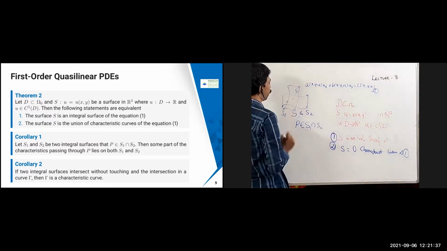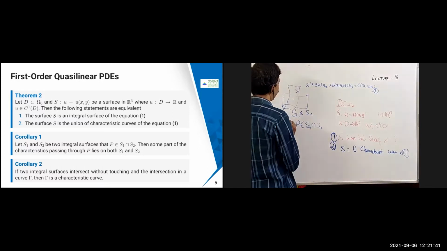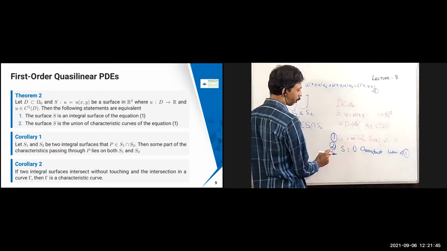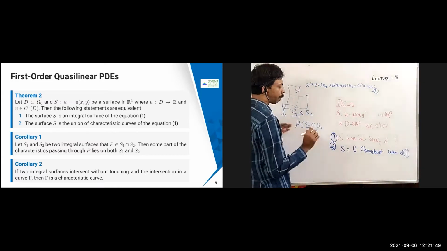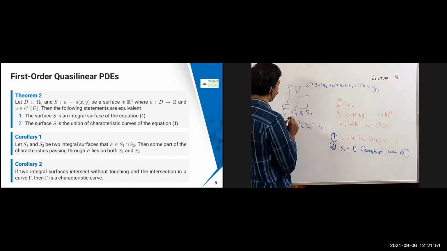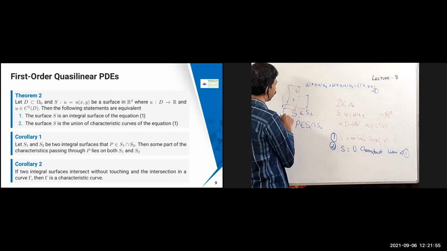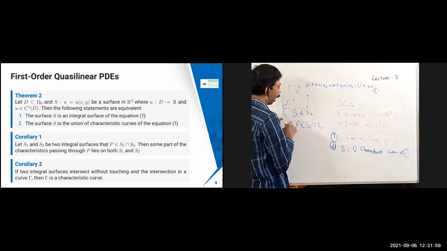Okay, there is a point P which belongs to S1 intersection S2. I have already shown that S1 is the integral surface, which is a union of characteristic curves. So that means some part of the characteristic curve. You take any characteristic curve. P belongs to S1 intersection S2. Then what is it going to say? Some part of the characteristic curves passing through this P.